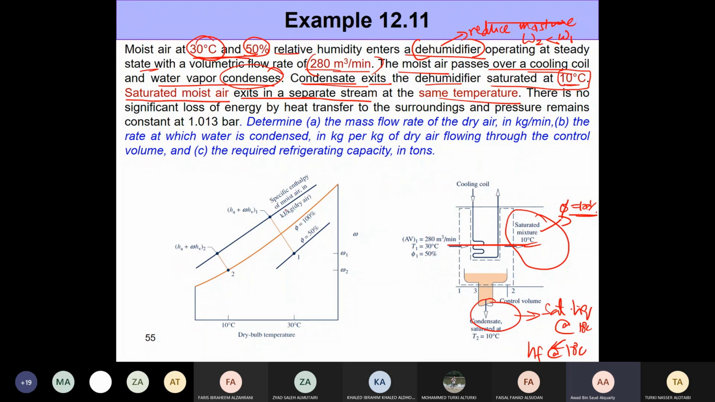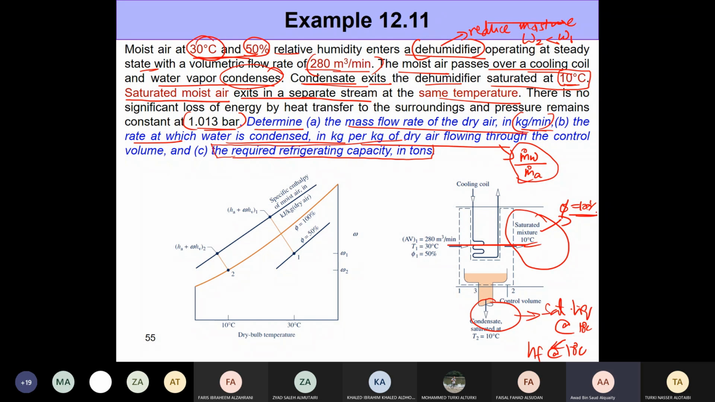Now there's no loss of energy by heat transfer to the surroundings, and pressure remains constant at 1.013 bar. So this is 1 atmospheric pressure. We need to determine the mass flow rate of dry air in kilogram per minute. First part: the rate at which water is condensed in kilogram per kilogram of dry air that flows through the control volume. So we don't want just m dot w, we want m dot w divided by m dot a. This is a quantity we are interested in.